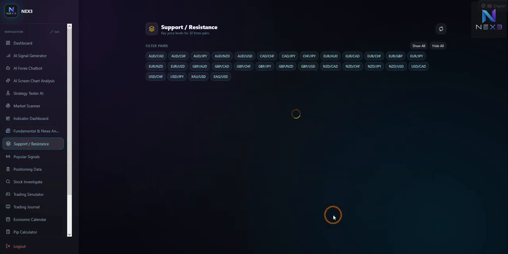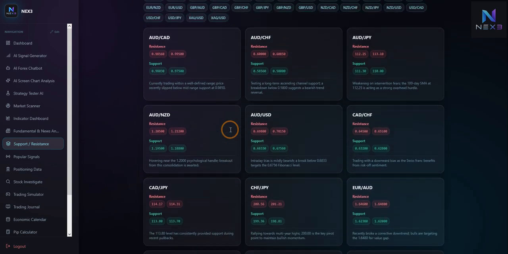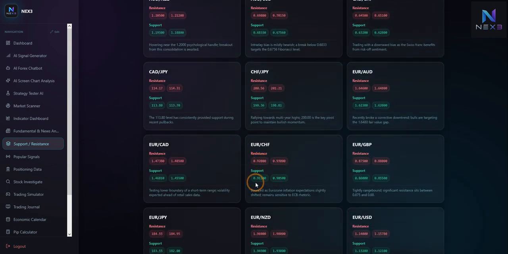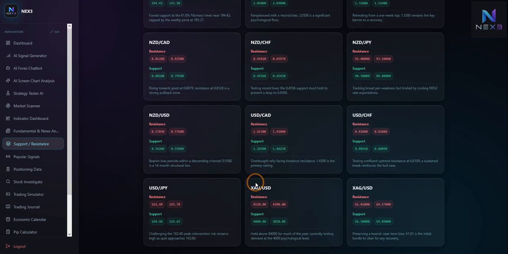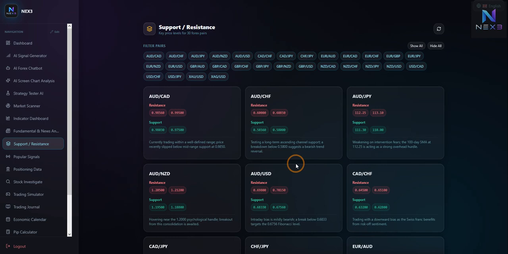Support/resistance. Having solid support and resistance levels is the foundation of technical trading. The support/resistance tool automatically calculates and lists these critical psychological levels for up to 30 currency pairs. It uses algorithmic clustering to identify where the strongest buy walls and sell ceilings are, giving you precise zones for placing your entry and stop-loss orders.